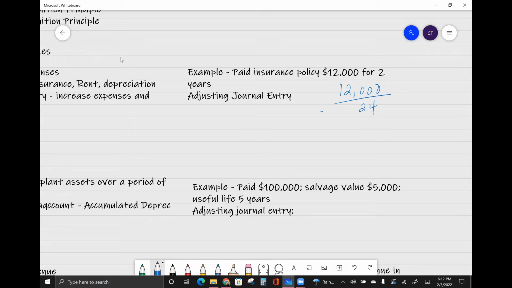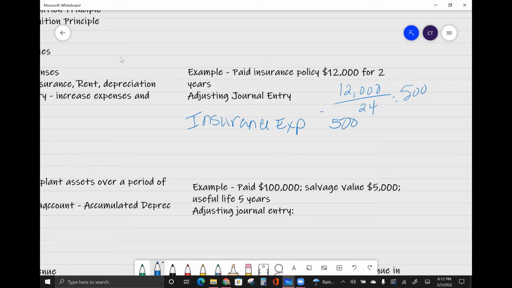And that tells me how much I have to expense each month. If it was 1 year, it would be divided by 12, which would be 1,000. So we're doing 24 months, so it's 500 a month that I need to expense. So I'm going to do an adjusting entry to insurance expense for 500.